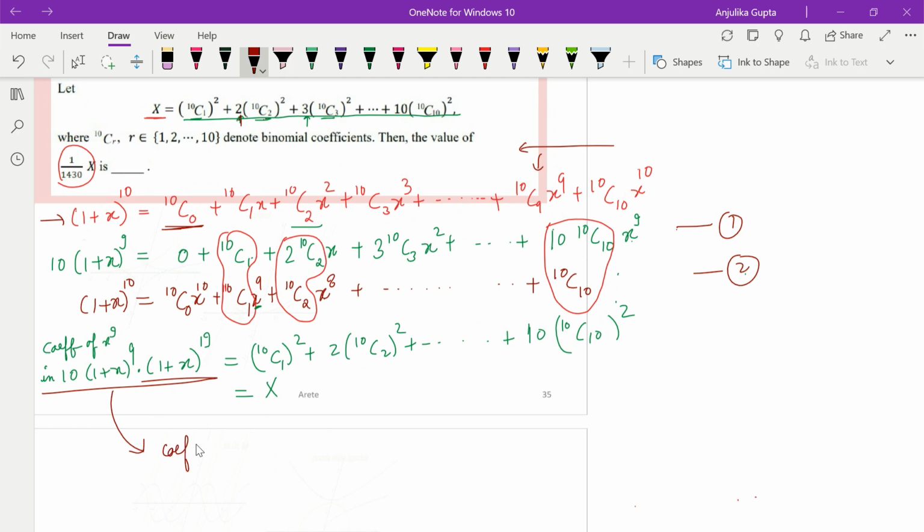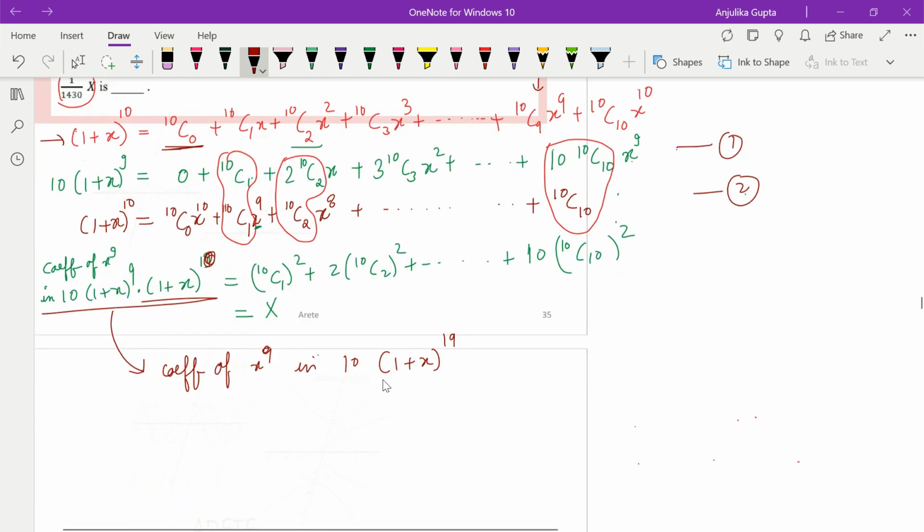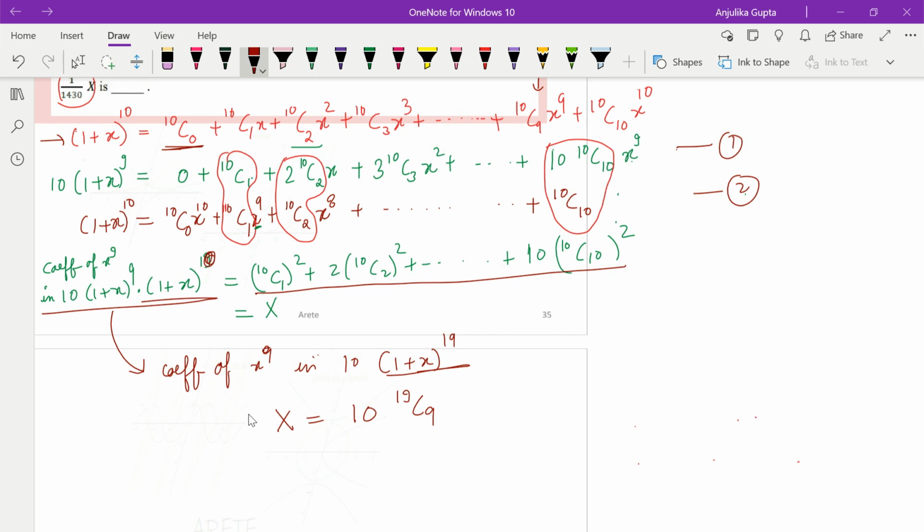So let's write that. Coefficient of x to the power 9. And what is this multiplication? In 10 times (1 + x) to the power, what is this? This is 10, right? Not 19. Yes, 10 + 9, that's 19 in this. Now how do you get that coefficient of x to the power 9 here? Simple again. 10 is anyways there. Coefficient of x to the power 9 would be 19C9. Correct? So what are they wanting? This is my x, but what they are looking for is 1 upon 1430 times x. I just divide by 1430.